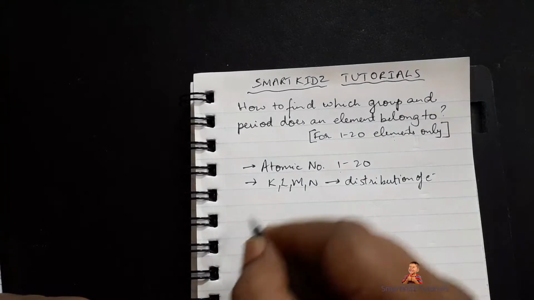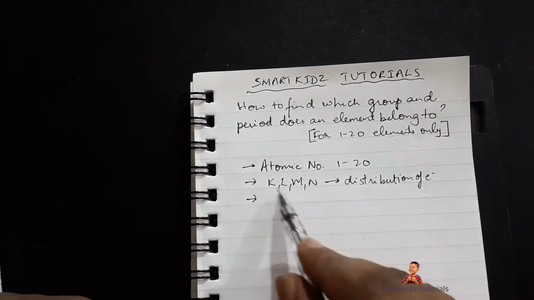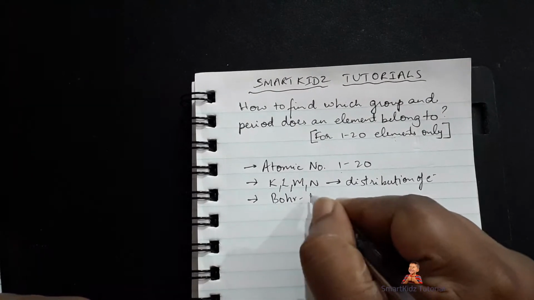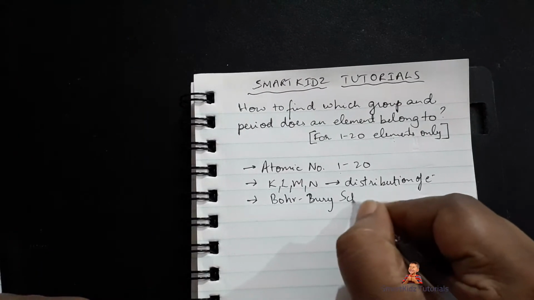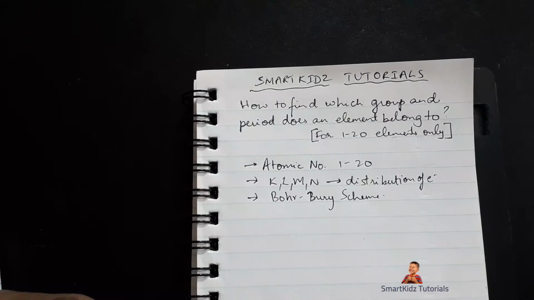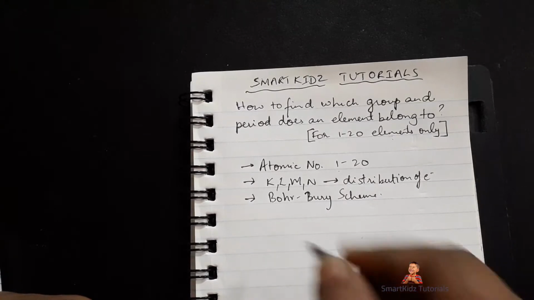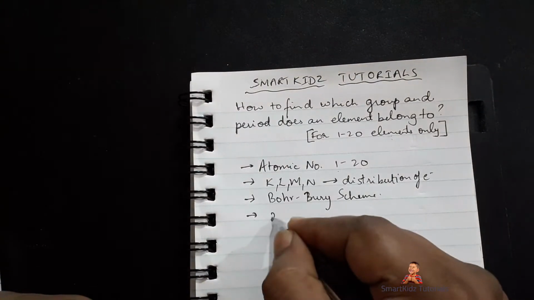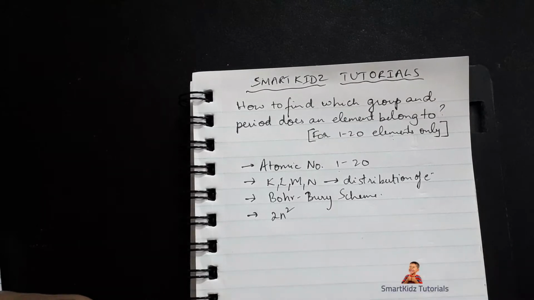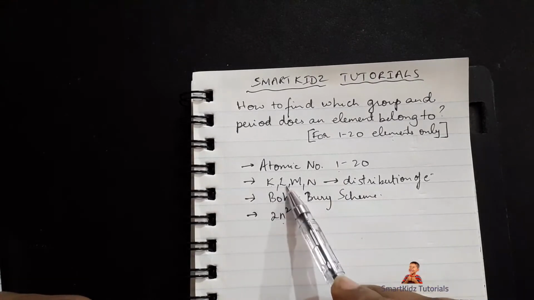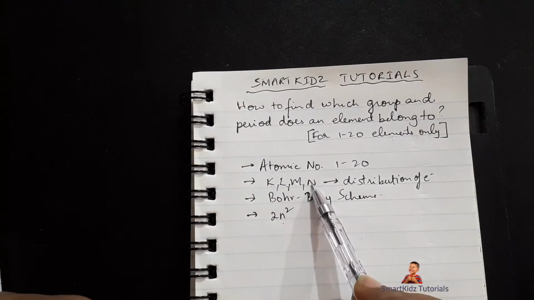The distribution of electrons in the shells happens as per what we have learned in class 9, the Bohr-Bury scheme. As per the Bohr-Bury scheme, in the first shell you will have a maximum of 2 electrons, and thereafter electrons fill up in the order of 2n square, where n gives you the number of the shell: for K it is 1, L it is 2, M it is 3, N it is 4.